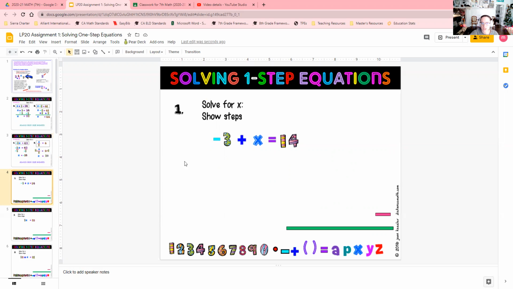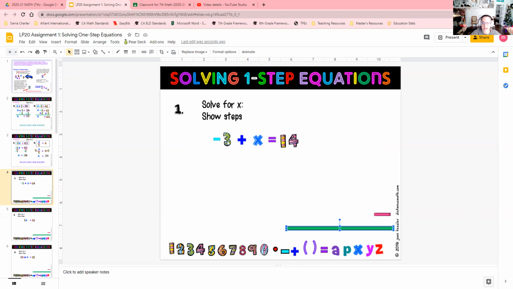So this first equation says -3 plus some number x equals 14, and our job is to figure out what number goes in the box for x. There are all of the numbers that you need, as well as the multiplication, subtraction, addition. There is a fraction bar right here, that's that little pink bar. There's a big equals line, which is the green line. You have parentheses, you have an equals, and you have all the variables that you may need as well.